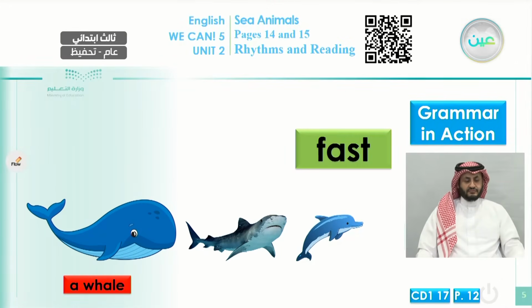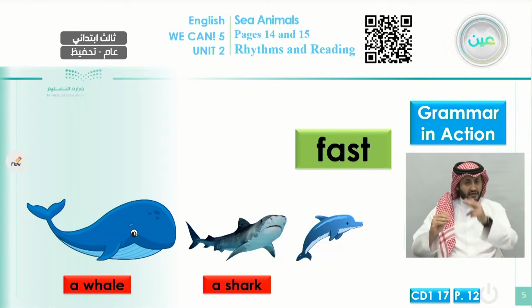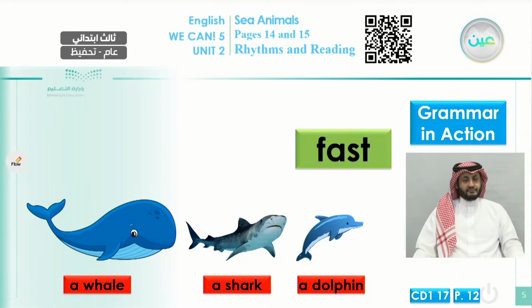But first, let's recognize what these animals are. The first one here, what is it? It's a whale, exactly. And you can tell the second one also, what is this animal? It's a shark, exactly. The third one, everybody likes this animal, it is a dolphin. Okay, so we call it dolphin.